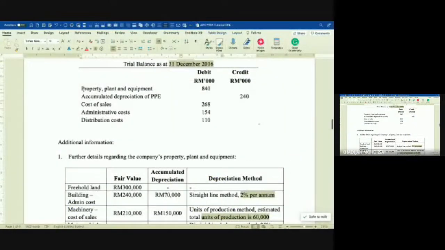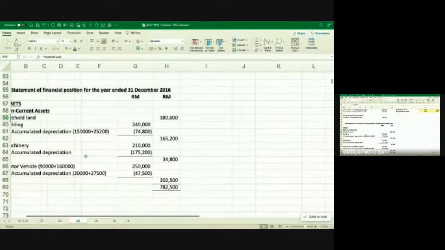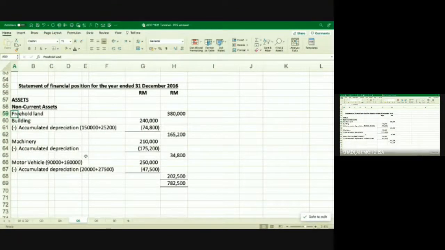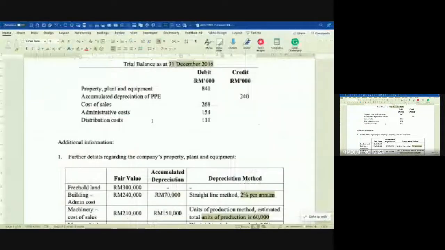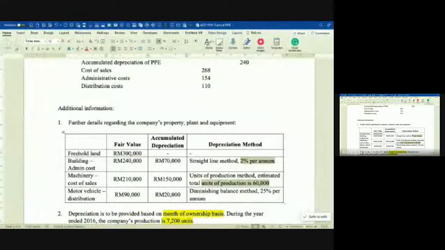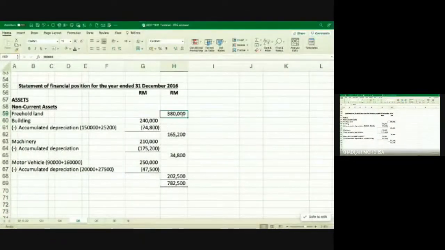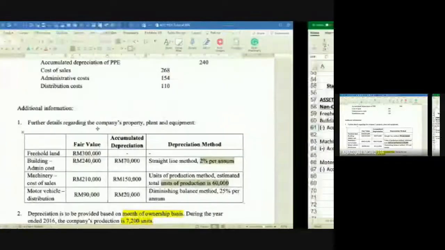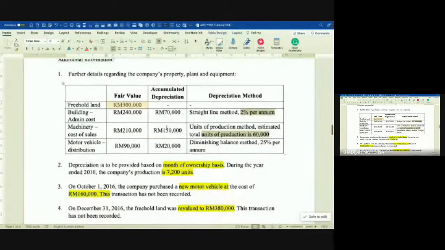I will have my PPE. Here there is 840, but here you separate it, open it, right? Freehold land 380,000. Building, initially it was 240. But the freehold land, you remember that you revalue. Initially it was 300,000, but now it becomes 380,000. Building 240, and then the accumulated depreciation, initially it was 150,000.